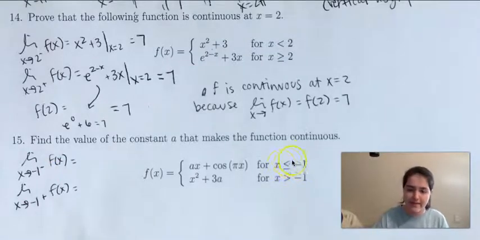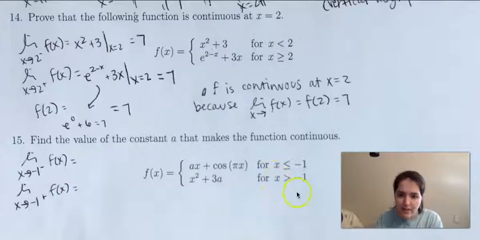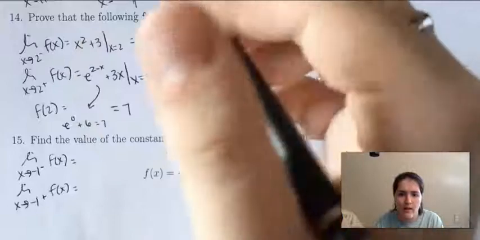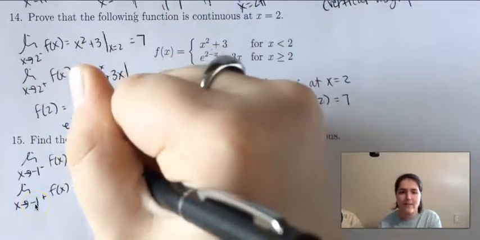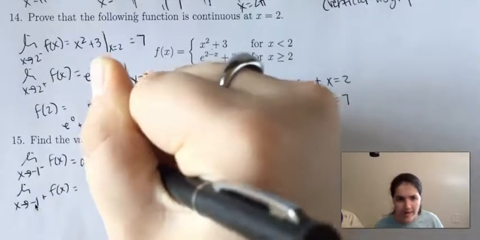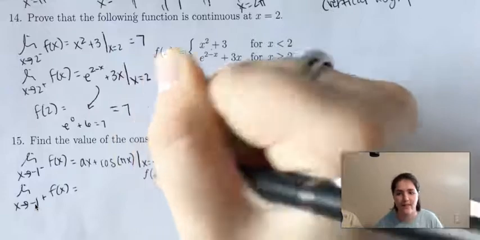So the left side, this is less than, so we're going to use this equation. We'll put it in here. And then since this is the right side, since it's greater than, we'll plug that there. And we'll also simplify by plugging -1 into x. Since a is our constant and we're looking for a, remember that a is a constant, it's not a variable.